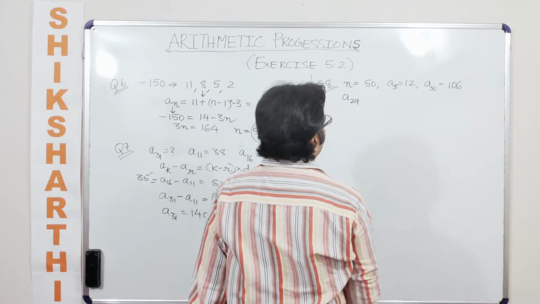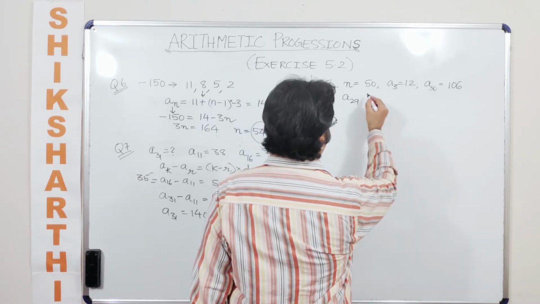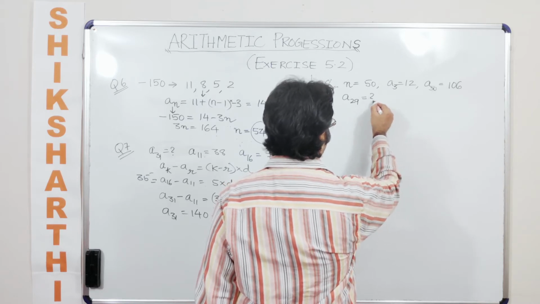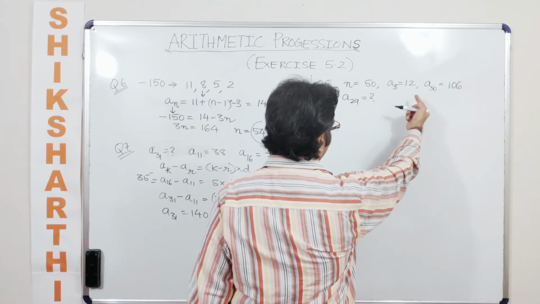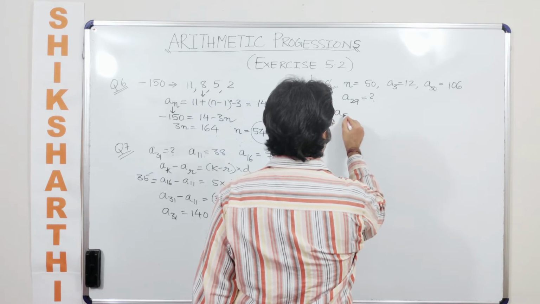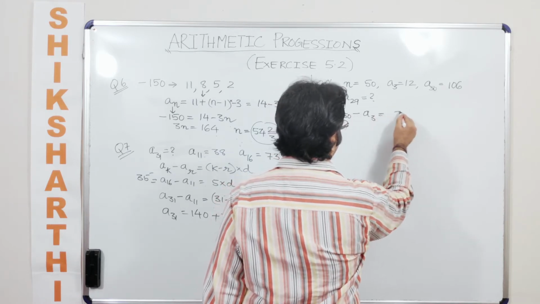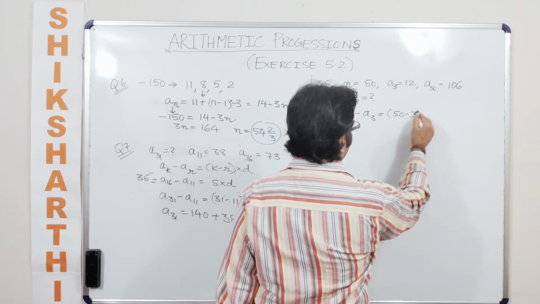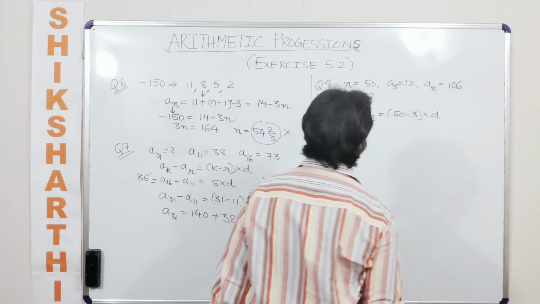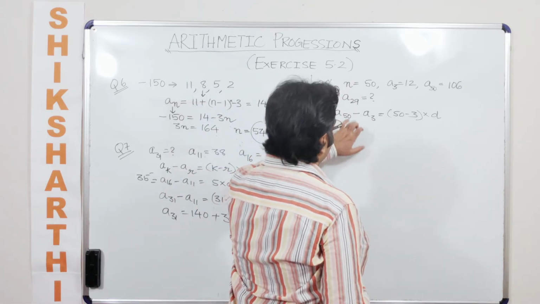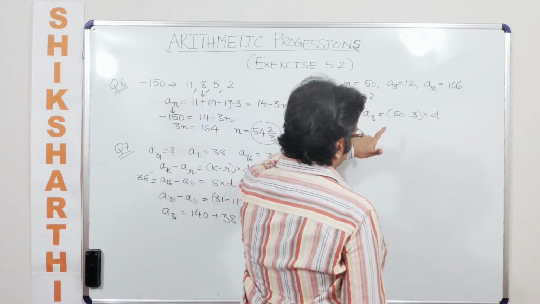Okay. Now A29, there are many ways of doing this, but we need to find this out. So how do we start? Let us say the 50th term minus the third term will be how much? 50 minus 3 into d, right? And then I need to find out the 29th term, which I can use from here only.